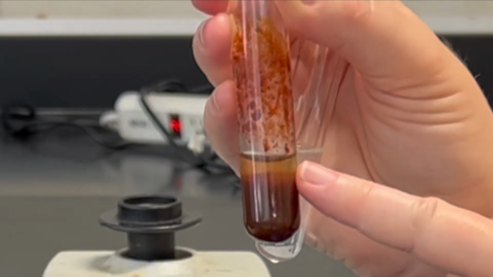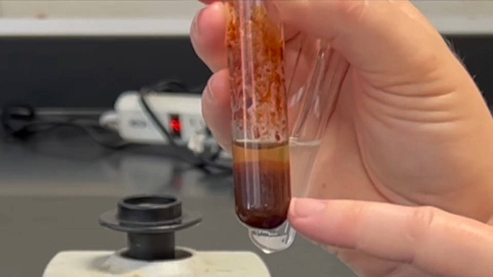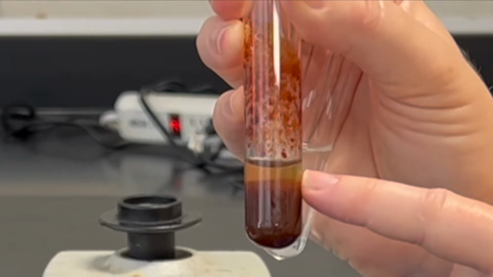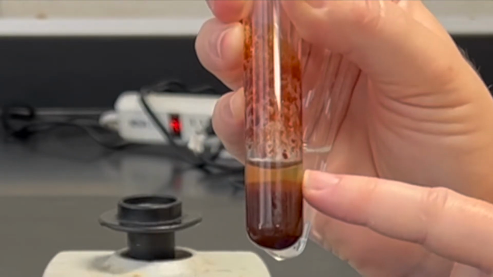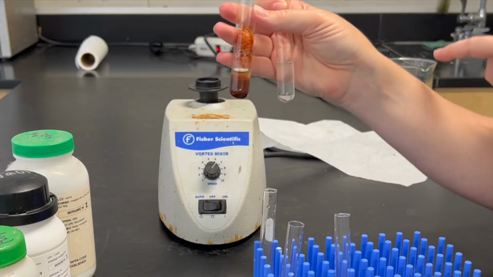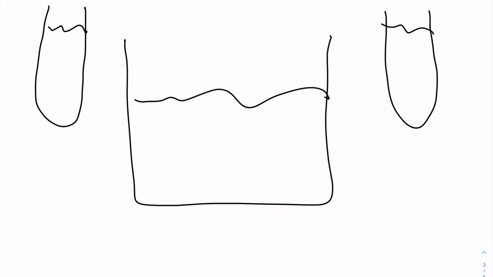So in this case, what's on the bottom is ferric hydroxide, and what's at the top in the solution is sodium nitrate. Sodium nitrate is a soluble salt. Ferric hydroxide is an insoluble salt. There it is. Okay, now that we have seen the visual reactions, let's do the work on paper.